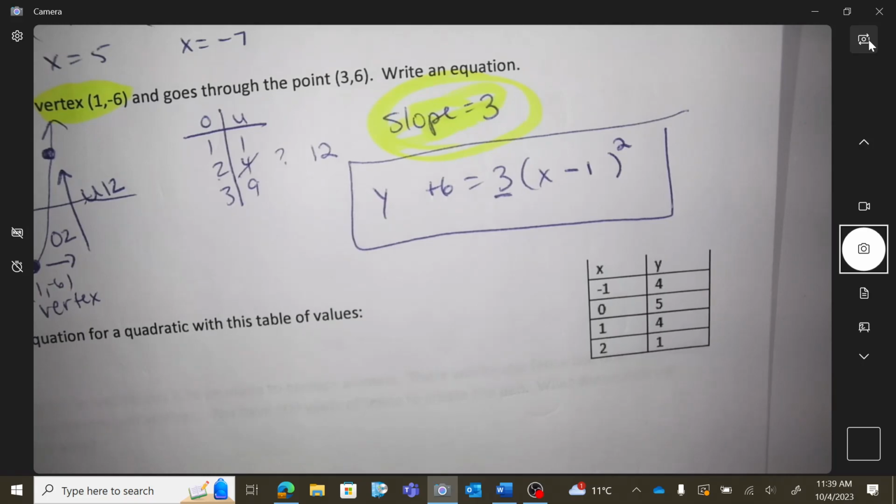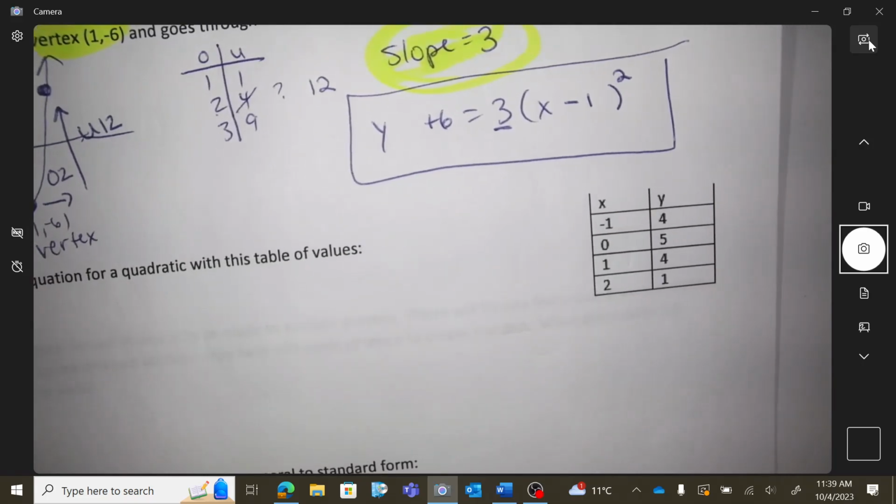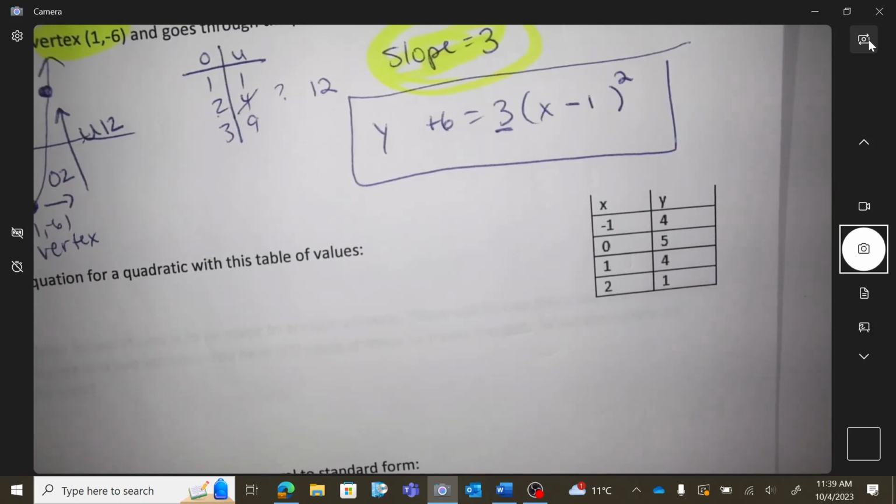Okay, last question is, write an equation, and I gave you a table. So I need you to figure out which coordinate would be a vertex, and the hint is that you would see symmetry around it. What would your vertex have to be?